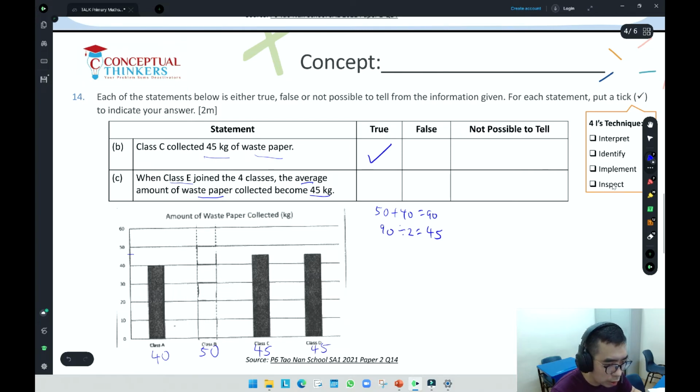So if we do a calculation here, let me use another color. So this is pertaining to B. Let's look at C. If we calculate the average, the average will be equal to the total divided by the number of data.